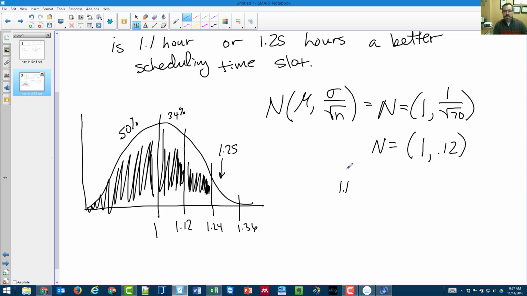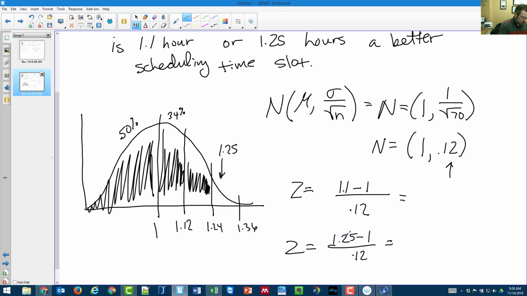So I've got this idea of the standard distribution. Now we have to use that z-score. So I want to check what is the z-score for 1.1 hours. Remember, I take 1.1 minus the average, divide it by my standard deviation of 0.12. I'm going to do the same thing for the 1.25. All right, and I'm going to crunch these two numbers here. So 1.1 minus 1, divided by 0.12.